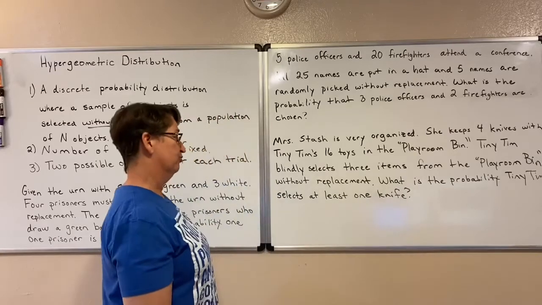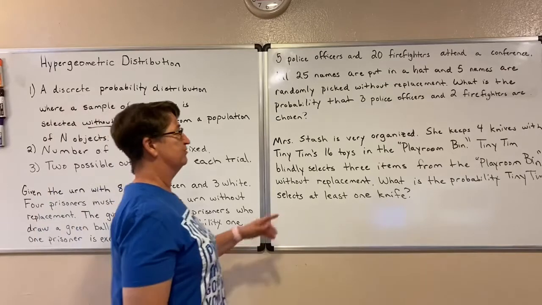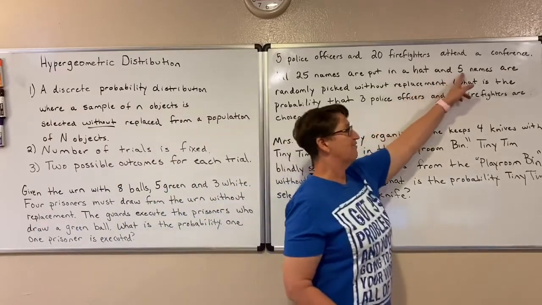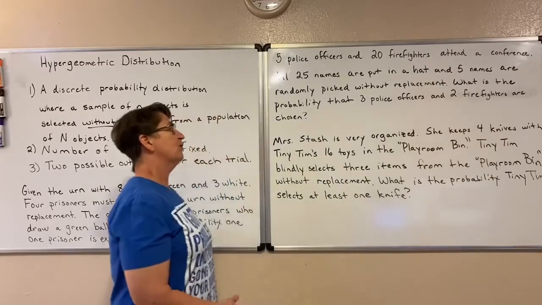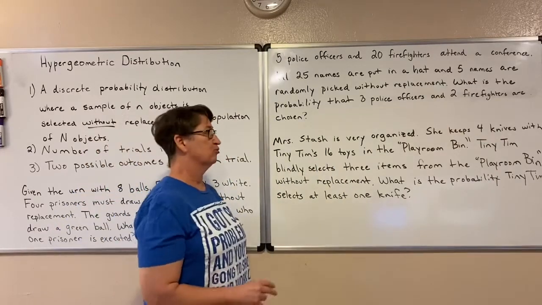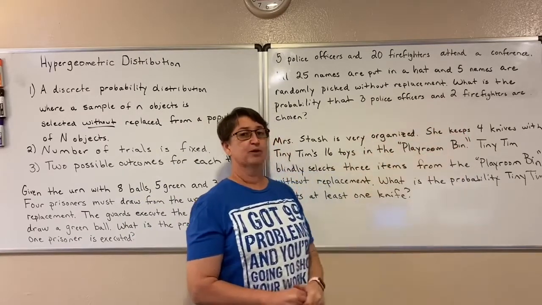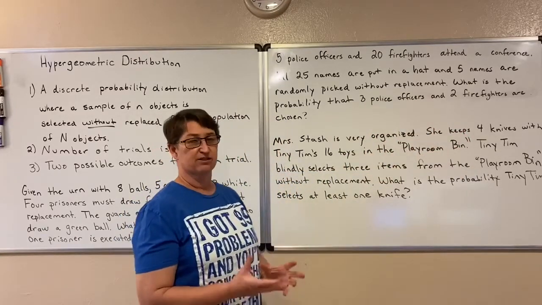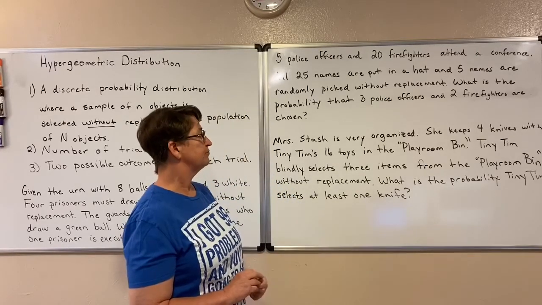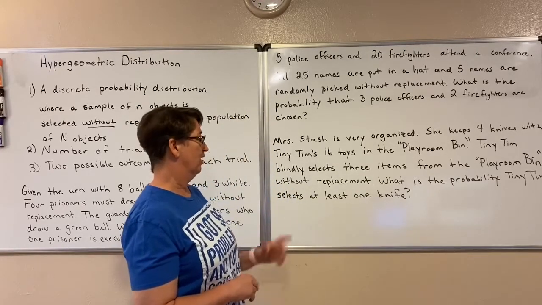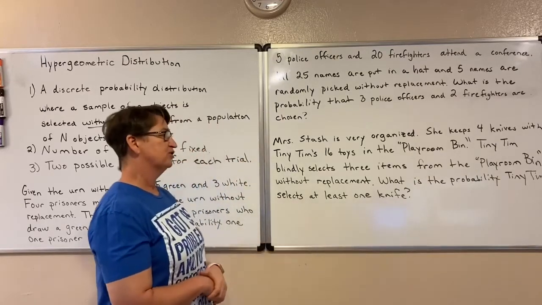The police officers are countable. Those names are countable. So then the number of trials is fixed. We're going to pull out 5 names. So the number of trials is 5. And we have 2 possible outcomes. We're either going to pull out a police officer or a firefighter. Assign one of those success and the other failure as your 2 outcomes from each trial. So that is hypergeometric.